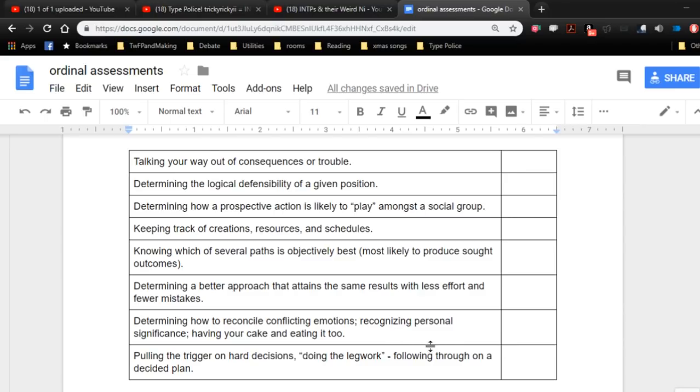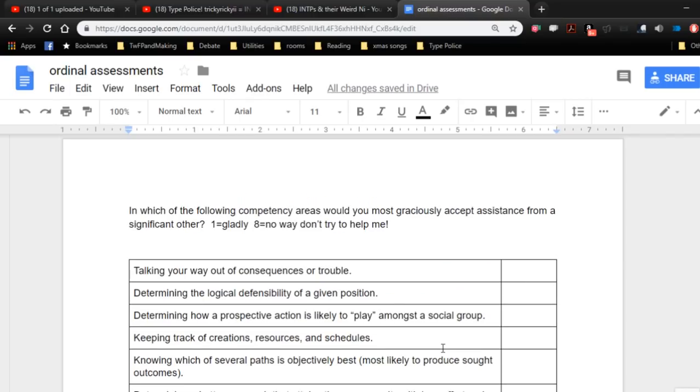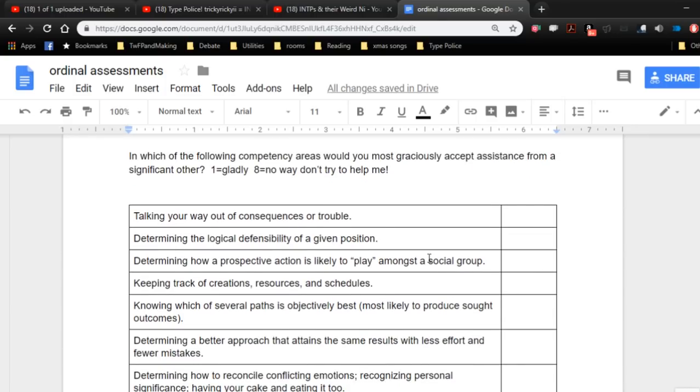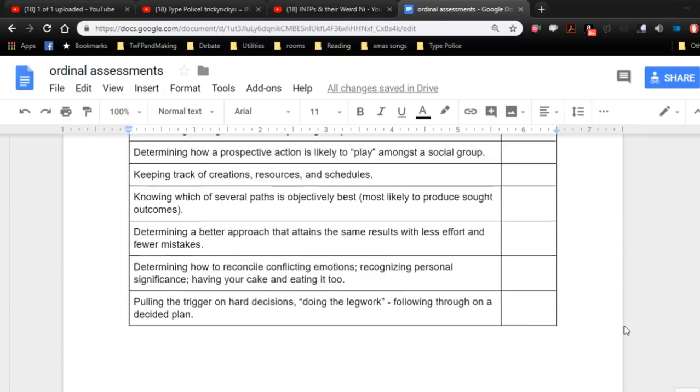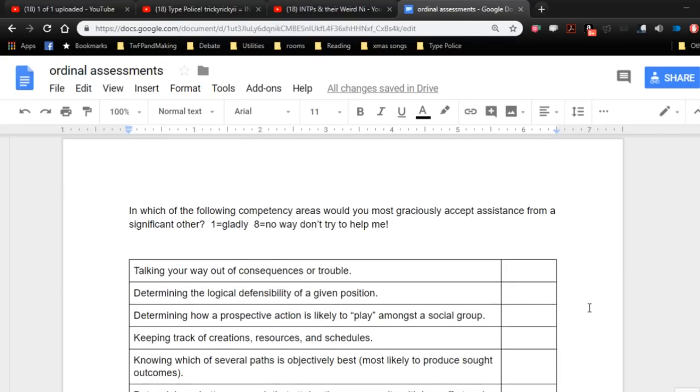Lastly, pulling the trigger on hard decisions, doing the legwork, following through on a decided plan. So, obviously, socionics tells us that the fourth slot function is the one you're going to seek the most help from, and you're going to accept help most graciously in. Third function, you're going to be like, I can do it myself, Mom. The second function, you're going to be like, we're either collegial about it, or you're worse than me, in which case I'm rolling my eyes at you trying to help me. And the similar approach with the dominant function. We may be collegial with somebody about it, or they're worse than us at it.